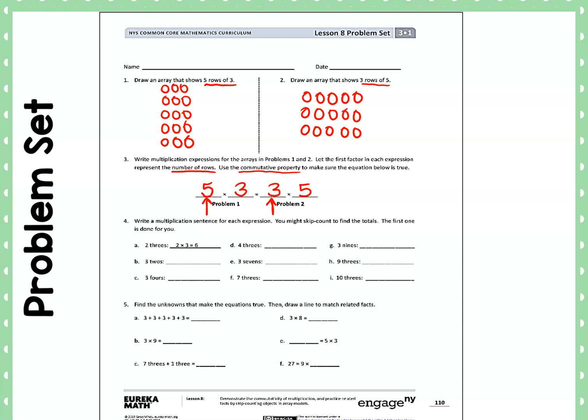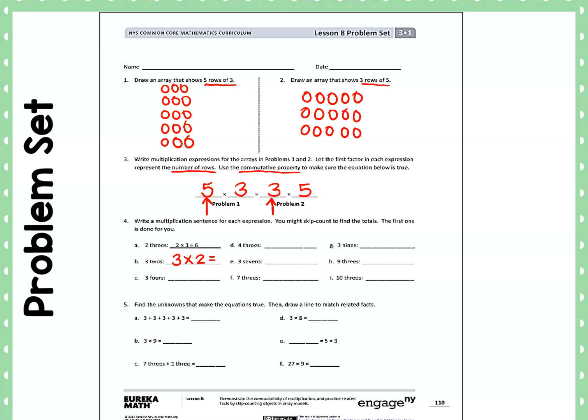Okay, let's move on to number 4. We have quite a bit of work to do on number 4. It says write a multiplication sentence for each expression. You might skip count to find the totals. The first one is done for you. So part A says 2 3s. So 2 times 3 is 6. For B, it says 3 2s. So all we need to do there, so 3 2s is the same as saying 3 times 2. Okay, is that similar to part A? Yes, it is. They just switched the what?